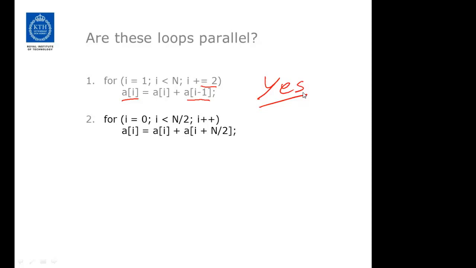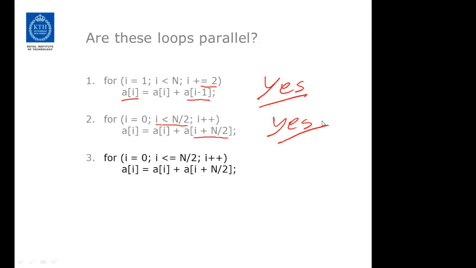First rule of thumb: is an array element written? Yes. Is it written only by one iteration? Yes. Finally, can any element be read by another iteration? In this case, this also holds: there cannot be any reads of elements written by another iteration, because we read here I plus n over 2, and since the iteration goes to n over 2 minus 1, there is no overlap between these two regions. So yes, this is also a parallel loop.